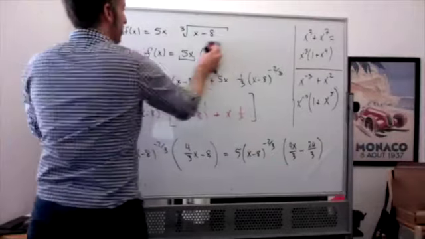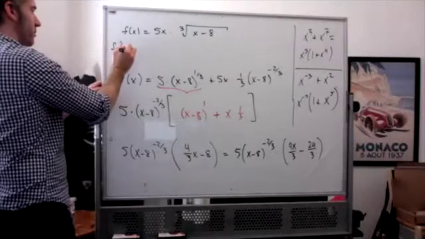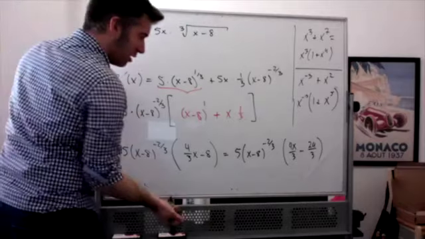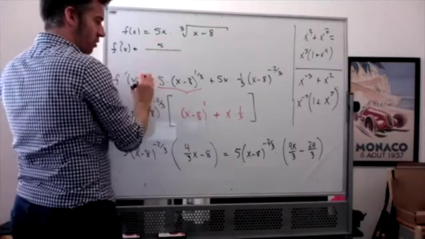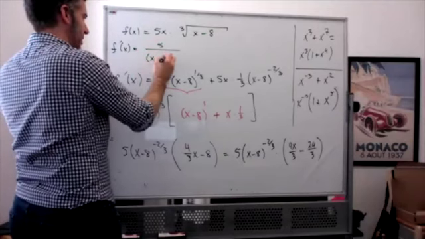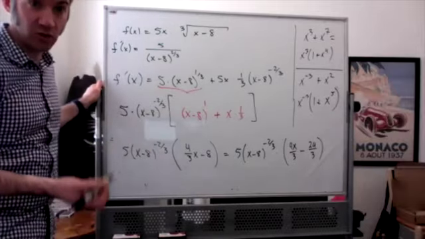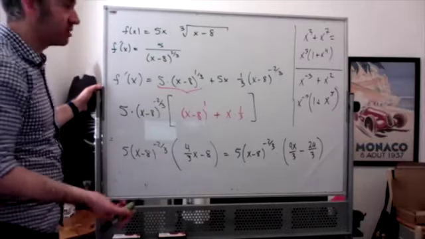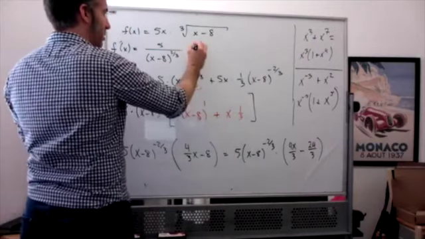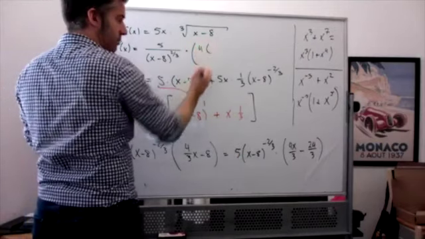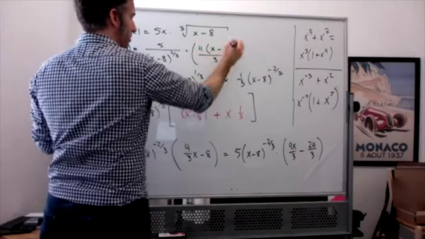sure, I can say that my derivative is going to be, I'm going to rewrite this part as 5 over x minus 8 to the positive 2/3. I think positive powers are usually the way to go when you're finding critical values. And then I'm going to have over here, I said I could factor out a 4 from the top. So I'm going to have 4 times x minus 6 all over 3.